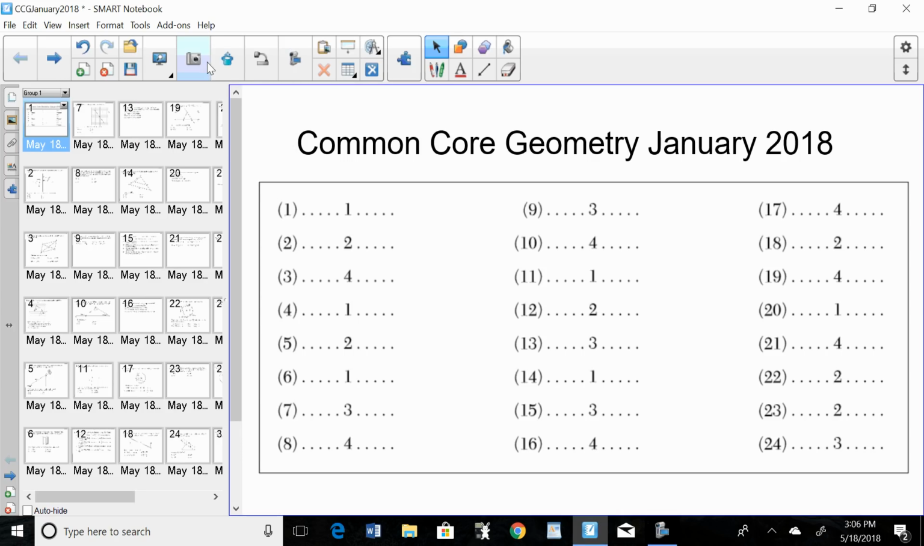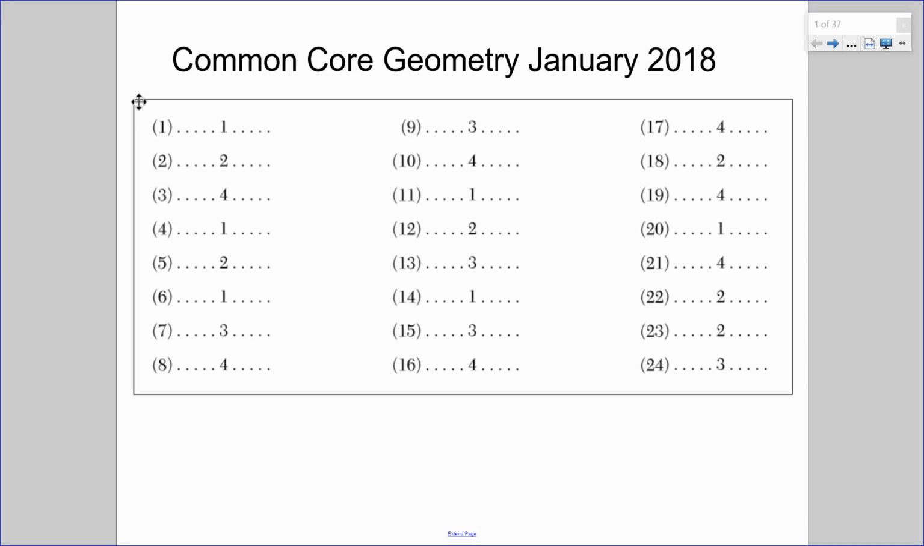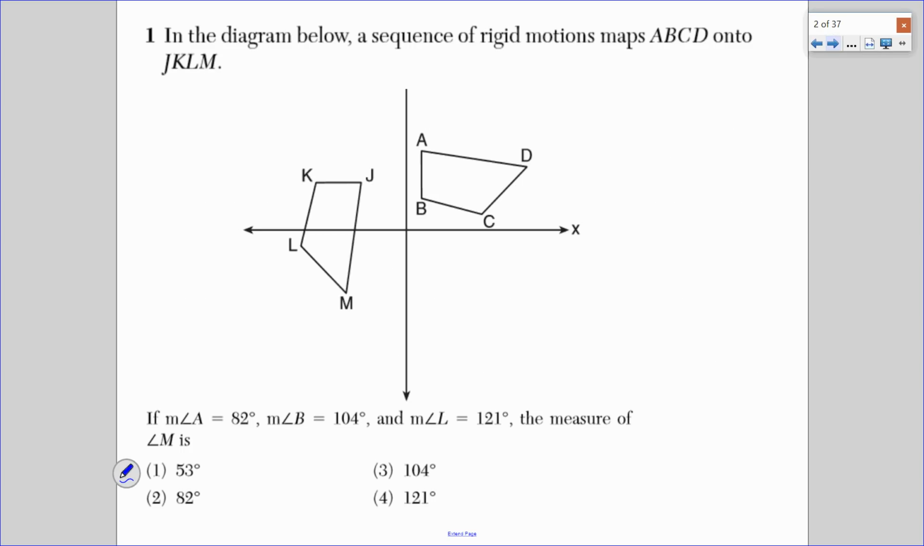Welcome to Common Core Geometry, January 2018. Here are all your part one answers. I'm going to do a lot better than that. I'm going to go through all 35 questions and make sure that you know what you're doing for your exam.